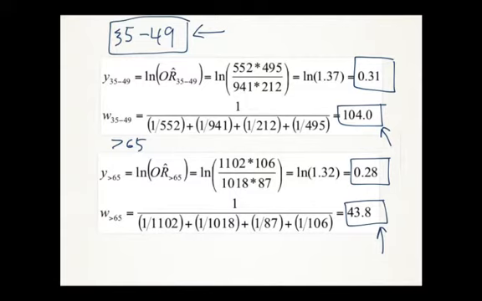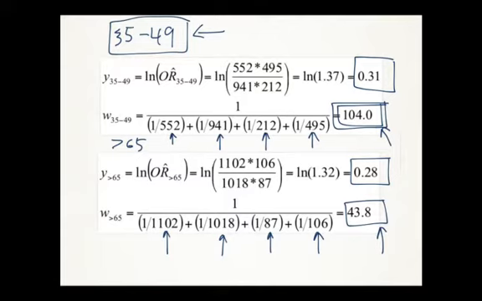because look, these are the numbers that I have in the different cells of my table. 552 in one cell, 941, 212, and 495. While it's true that I have 1,000 in one cell and another 1,000 in a different cell in my 2x2 table for those greater than 65, the issue is I have two cells with only 87 and 106 people, which is why we're giving more weight to our estimate from those aged 35 to 49. Okay?